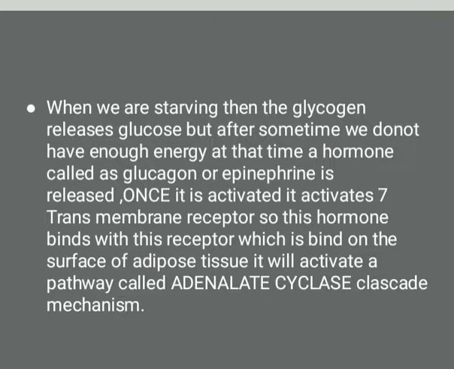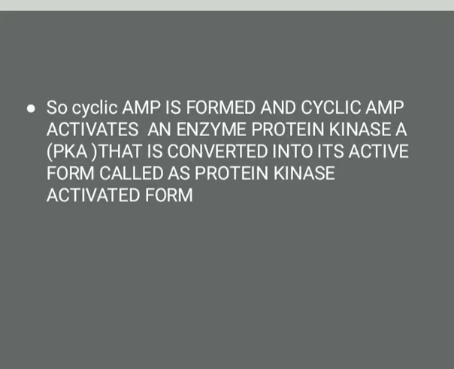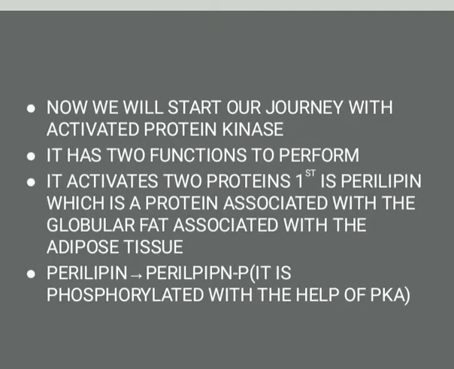Once it is released, it activates a receptor, and the name of the receptor is the 7 transmembrane receptor. Which hormone? Glucagon. Glucagon binds with this receptor on the surface of adipose tissue. This receptor is activated by glucagon, and it activates a pathway called the adenylate cyclase cascade mechanism. So cyclic AMP is formed, and cyclic AMP activates another enzyme known as protein kinase A, PKA, which is converted into its activated form.